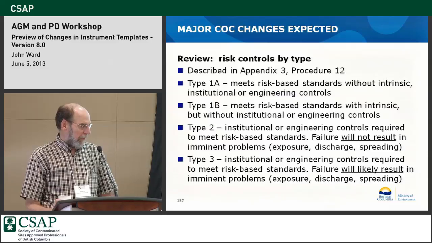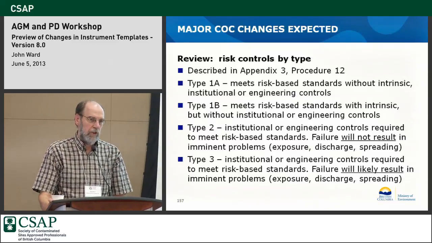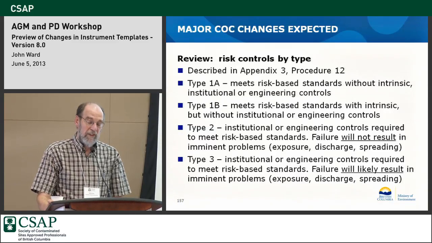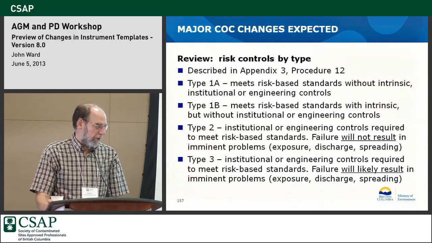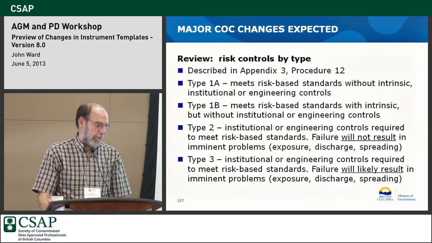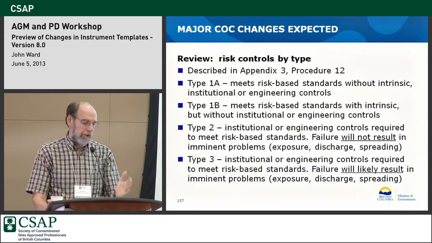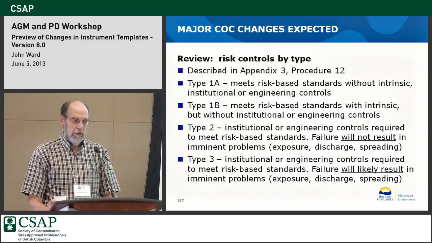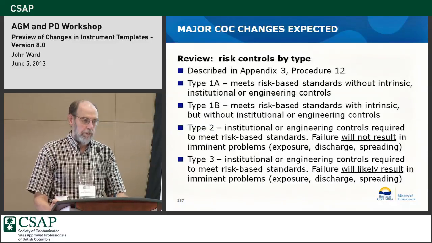I'm just going to remind you of these risk controls by type, and this is in Procedure 12, and these were part of the drafts, the version 7.0 templates. So it's changed now. We used to have just Type 1, but now it's been split into Type 1A and 1B. The 1A is where the intrinsic, the engineering, and the administrative controls are not needed to control the risk. And Type 1B is where the intrinsic controls are needed, but not the other two, the administrative and engineering controls.